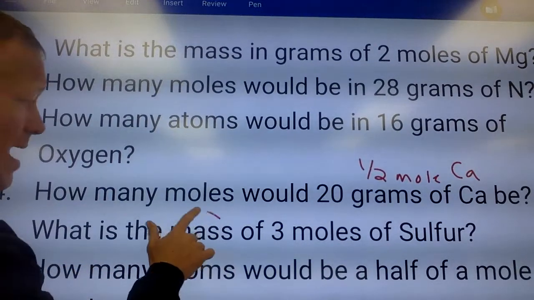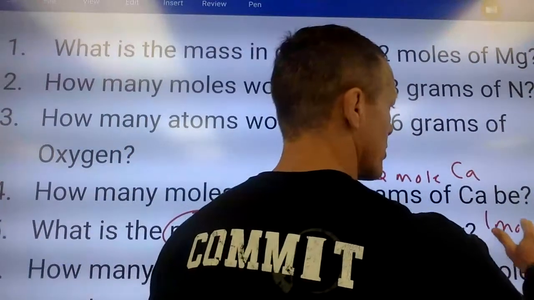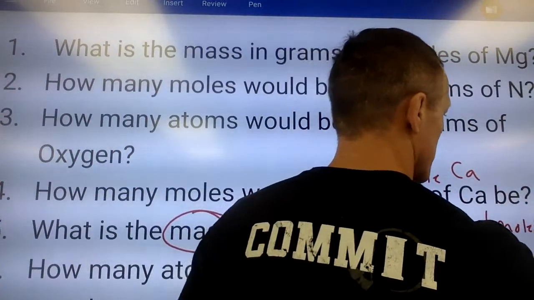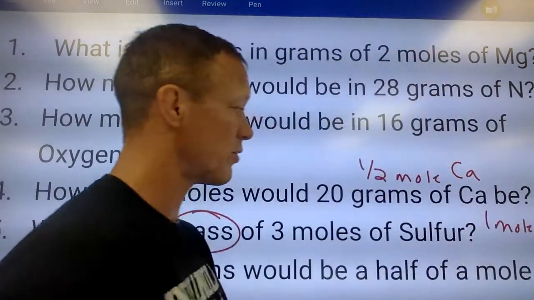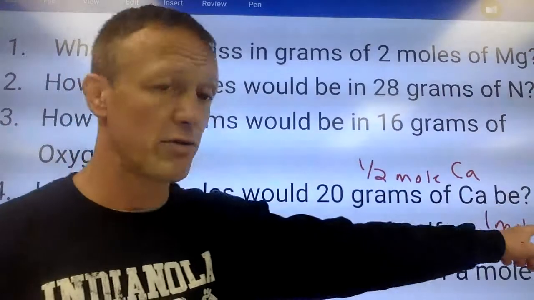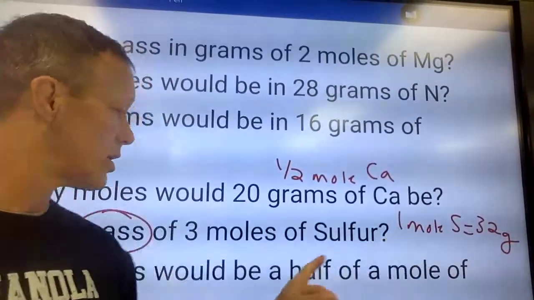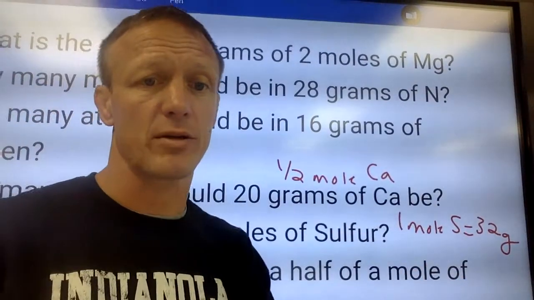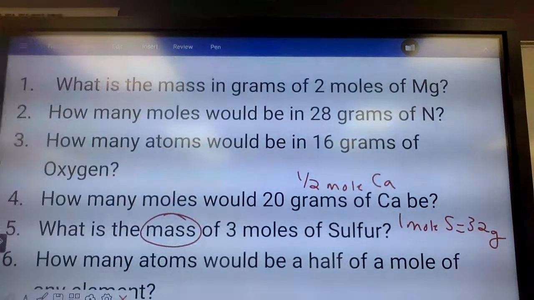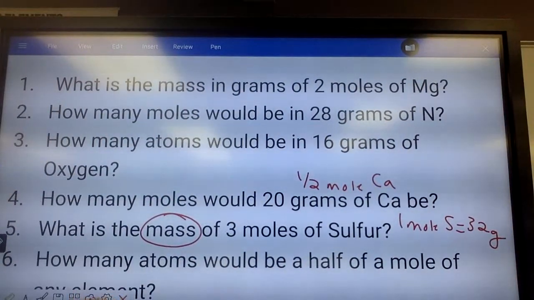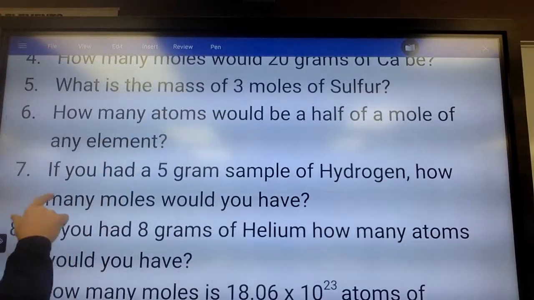What is the mass? Again, whenever I ask you mass, you look in the periodic table. 3 moles of sulfur. So 1 mole of sulfur is 32 grams of sulfur. So 3 moles would be 3 times that, which would be 96 grams. You can't see that. So 1 mole of sulfur is 32 grams. 3 moles is going to be 3 times that, 96 grams.